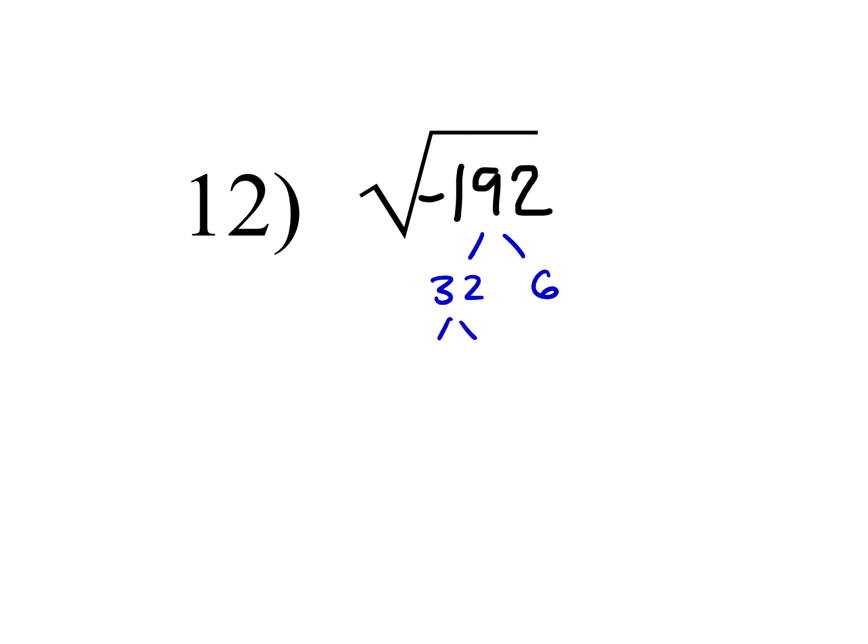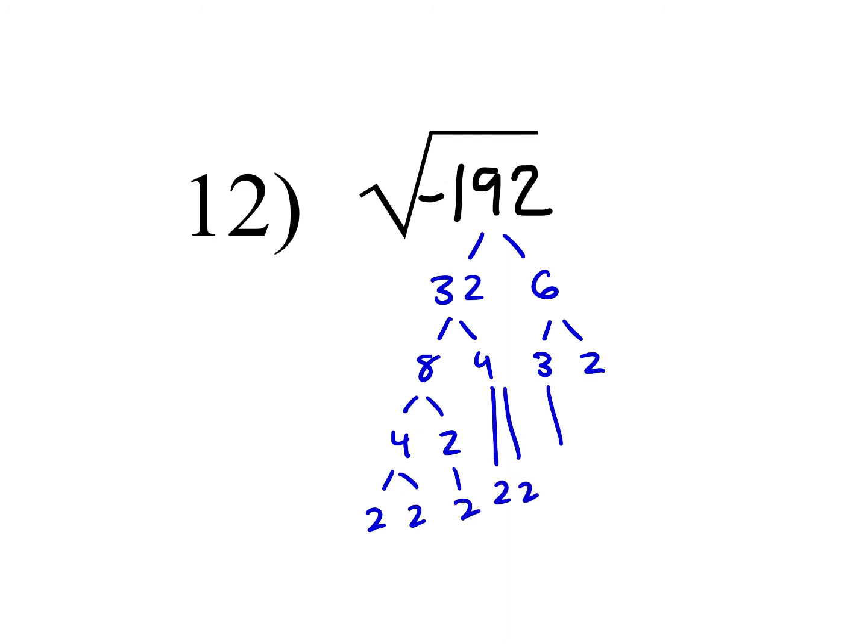That works. What are two factors of 32? 8 and 4. And two factors of 6? 3 and 2. Two factors of 8? And two factors of 4? Alright, so we have 2, this is 2 and 2, 3, 2. What do I circle?